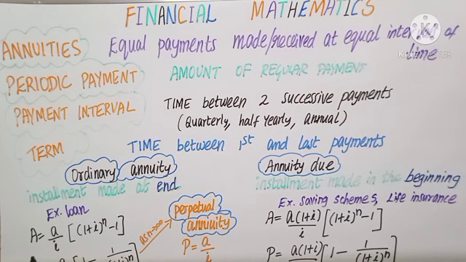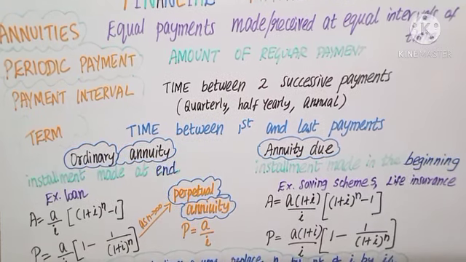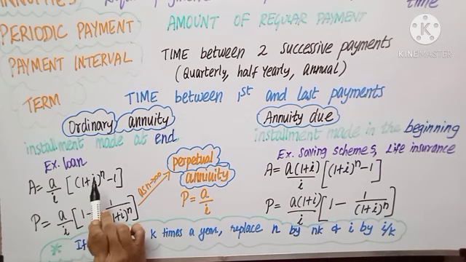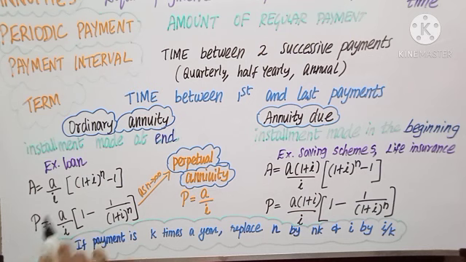Annuity, when I want the amount, the formula is A by I into 1 plus I power n minus 1. If I want the present value of the loan, it is A by I into 1 minus 1 by 1 plus I power n.